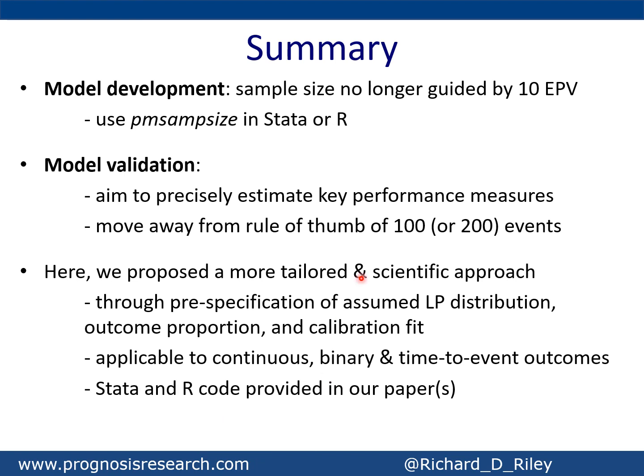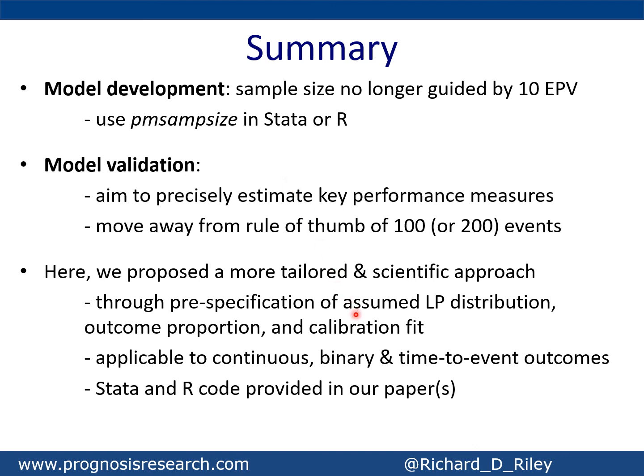Okay, so in summary, I have presented today sample size calculations for prediction model research, focusing on model validation. Remember, for model development, other talks have proposed the pmsampsize module in Stata or R. For validation, though, this is about precisely estimating key performance measures like the C statistic, the calibration slope, calibration curves, and potentially clinical utility. And I've encouraged you to move away from rules of thumb like 100 or 200 events, although they're a useful starting point. But if we can do something more scientific, then we should.